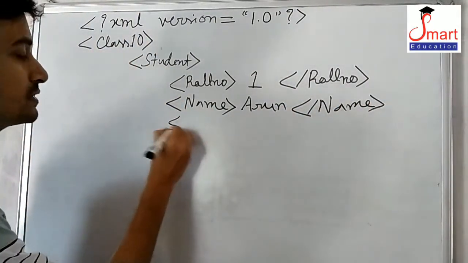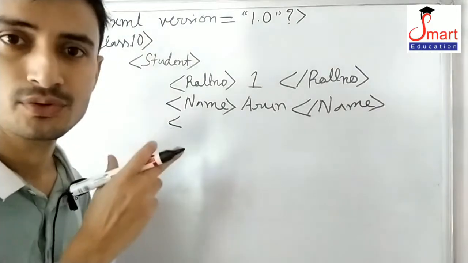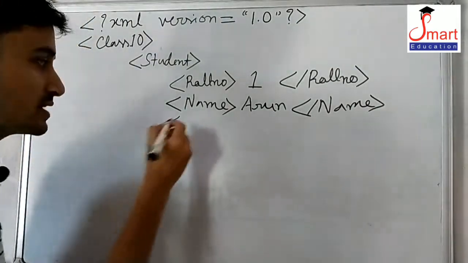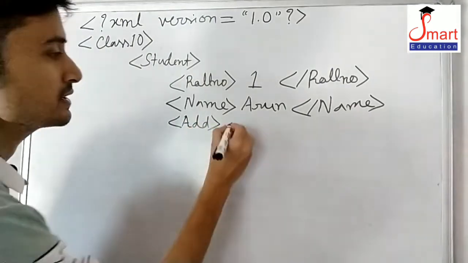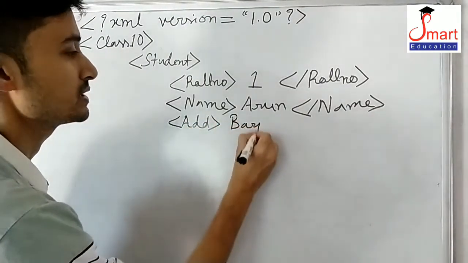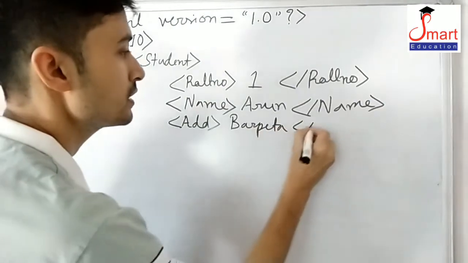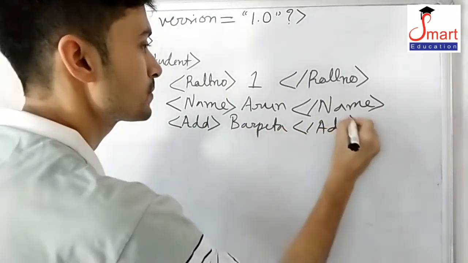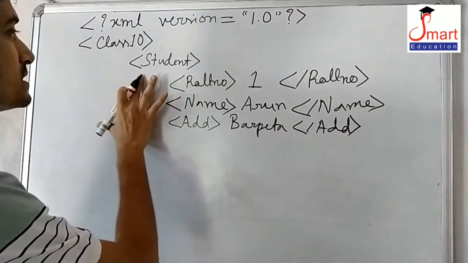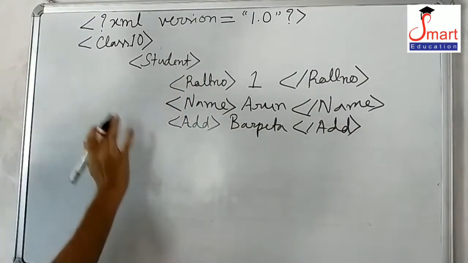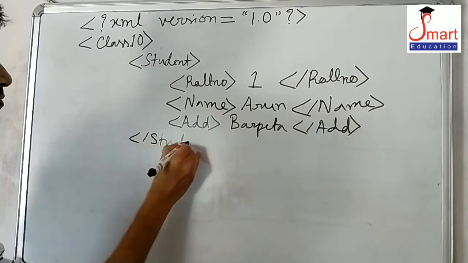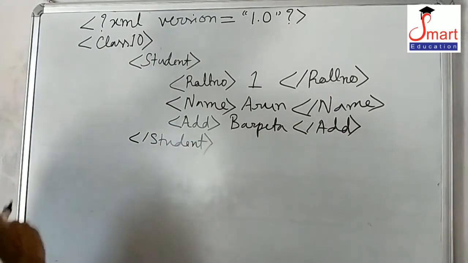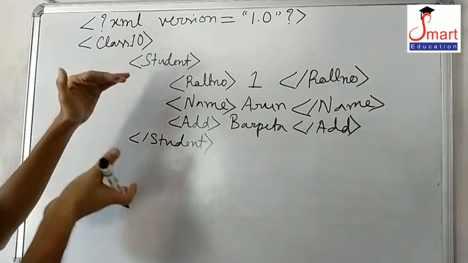Then you see at last I gave address. So now we can write the address tag, ADD. Then, you know, for Arun I gave Barpeta. Then close address. Then you see student number 1 is already finished. So we can close this student. Okay, so our roll number 1 is finished.